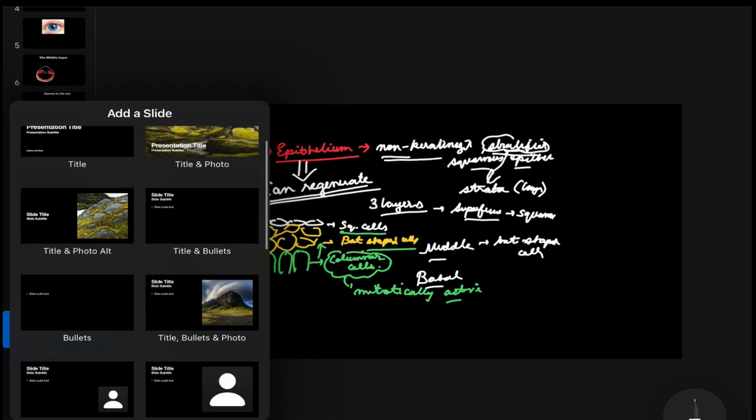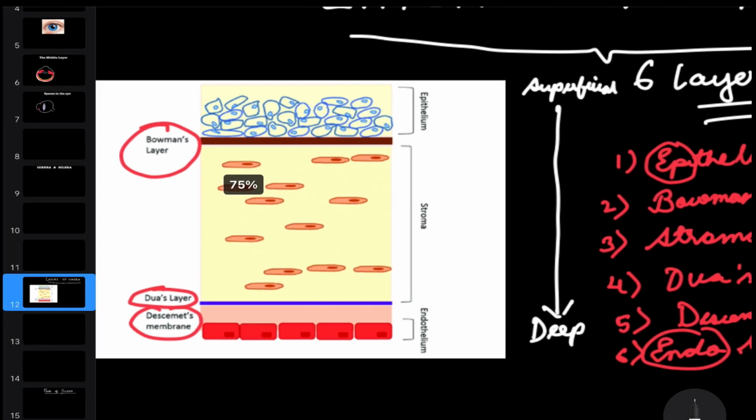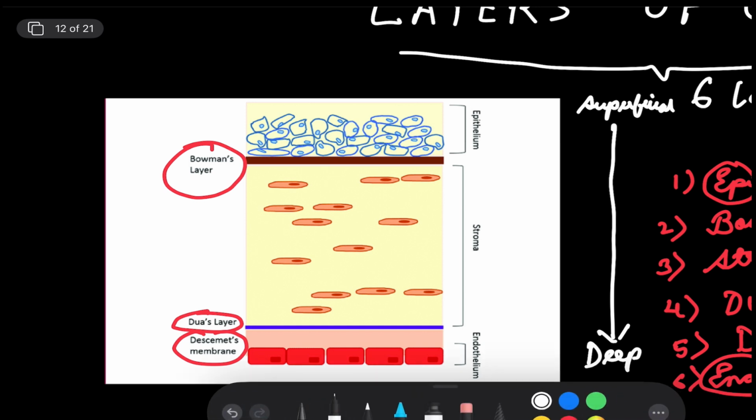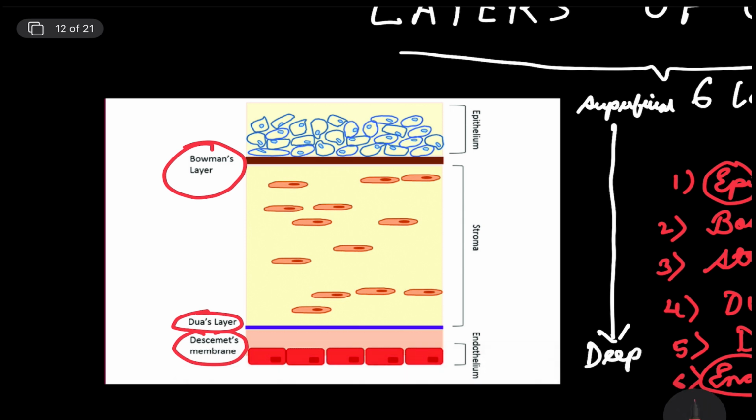So now let's talk about the second layer. If I can just go back to this picture over here, we are done with the first layer, which is epithelium. You can see over here the epithelium. So we are done with that epithelium layer. Now let's move on to the second layer, which was Bowman's layer.